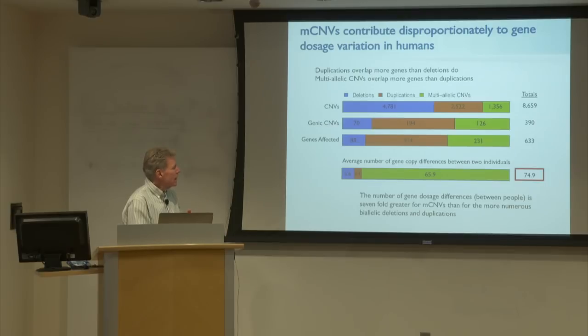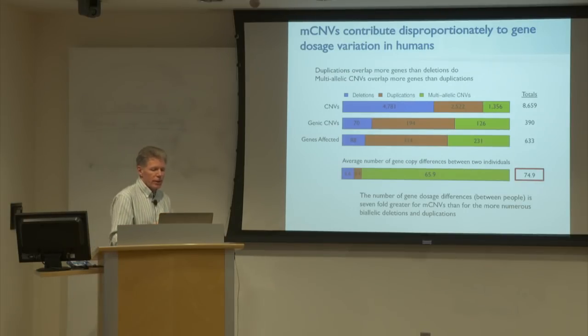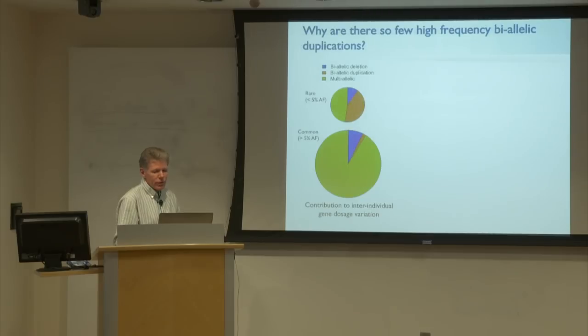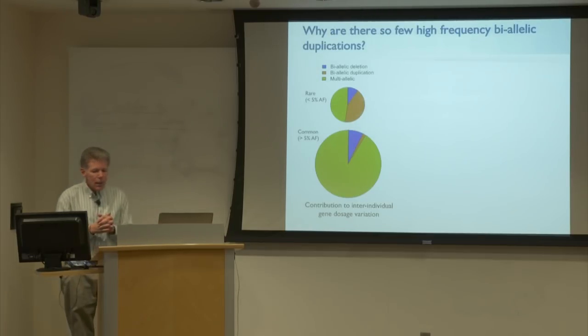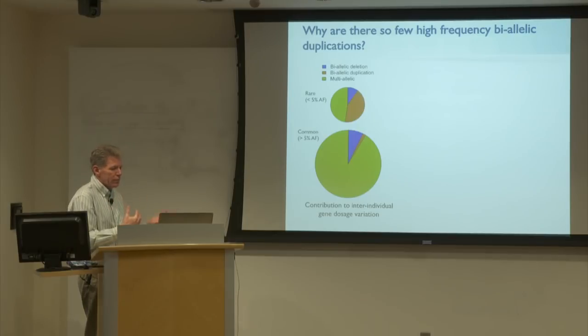And what surprised us is that this is driven almost completely by these wildly multi-allelic CNVs. They're the ones that are mostly contributing to gene dosage variation. Duplications in particular, these biallelic duplications, were contributing very little of the gene dosage variation. And this was initially a little surprising, and then we looked at what happens if you stratify by frequency. We asked if these are common variants or rare variants.